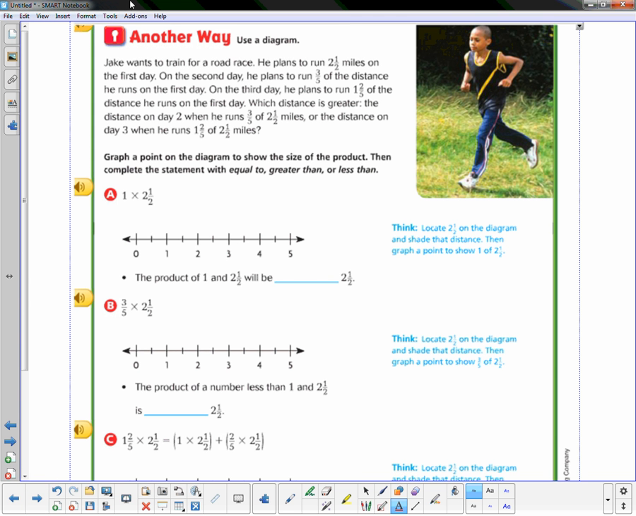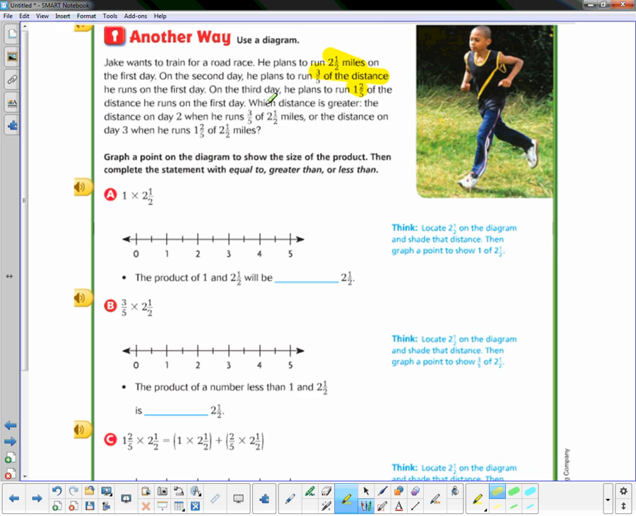We're going to use kind of a number line, a diagram. We're going to use a different question. Jake wants to train for a road race. He plans to run 2.5 miles on the first day, and on the second day he plans to run 3/5 of the distance that he ran on the first day. So he's running 3/5 of that. On the third day he plans to run 1 2/5 of that same distance.